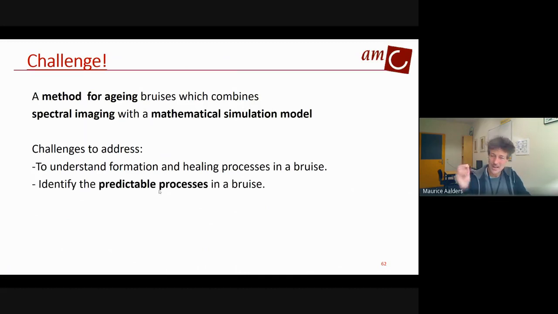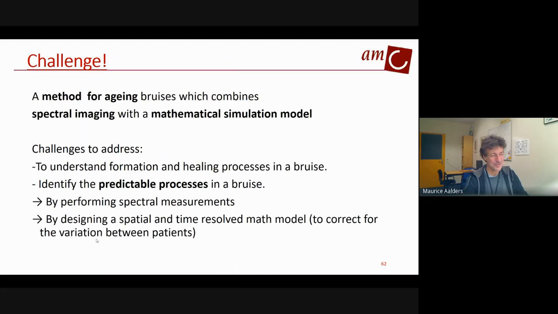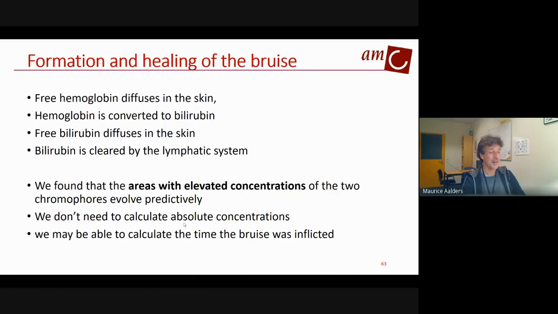And then we did a lot of measurements doing spectroscopy and spectral imaging on the bruises to find the predictable processes that we could use to say something about the time. And we did that by performing spectral measurements and by designing basically a finite difference model, a finite element model with elements of the same size. So it's a finite difference model. I'll explain more about that. And there's another expertise required to develop this finite element model.